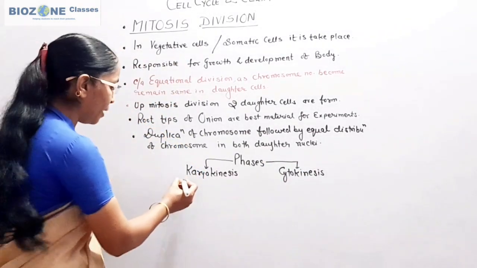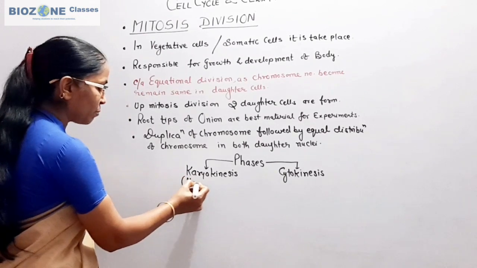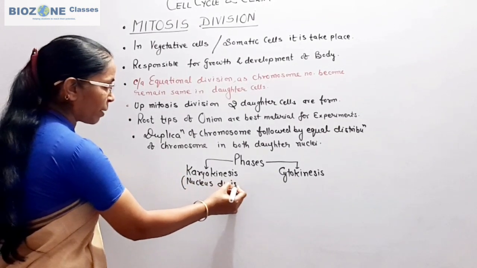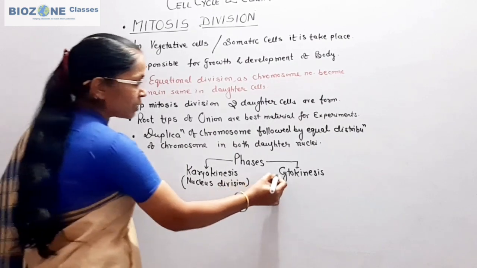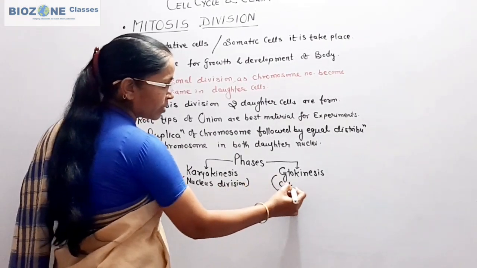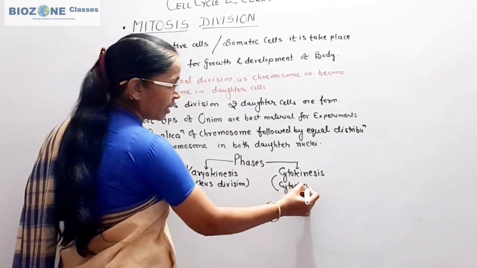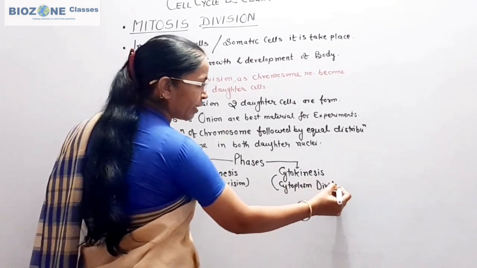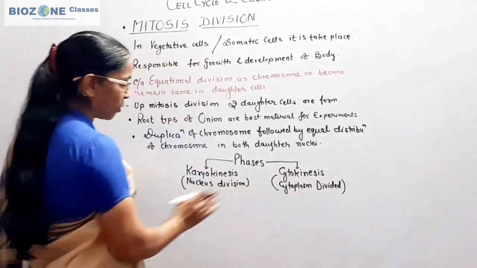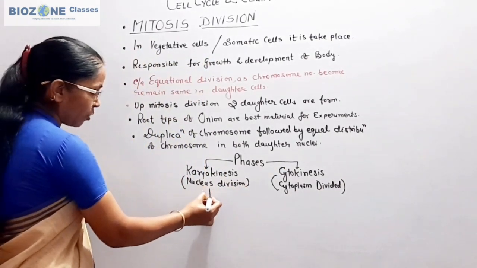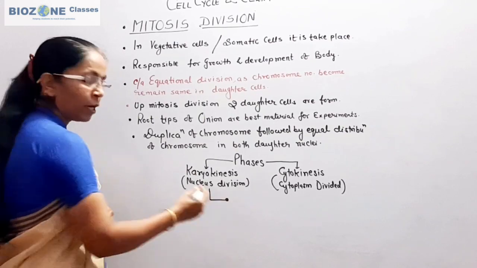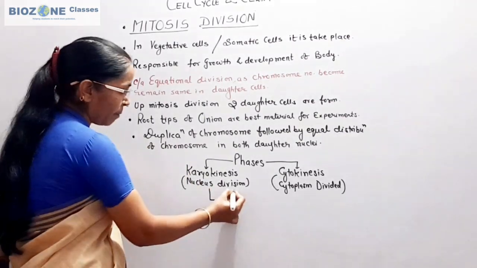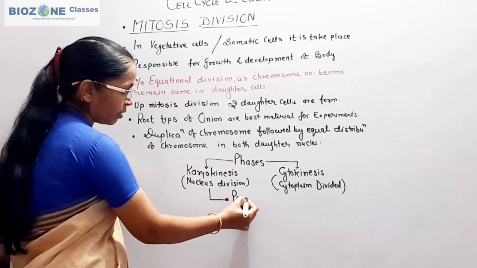Karyokinesis, that means simply you remember karyokinesis means the division of nucleus. So nucleus division को आप कह रहे हैं karyokinesis. And cytokinesis, that means the cytoplasm is divided. How does the cytoplasm divide? That we study when we discuss the cytokinesis. Karyokinesis, you remember, is completed by four phases.